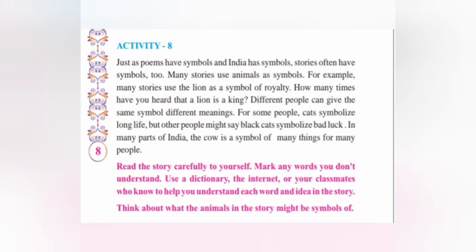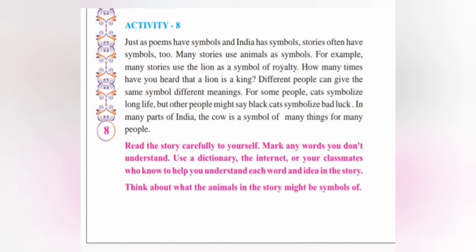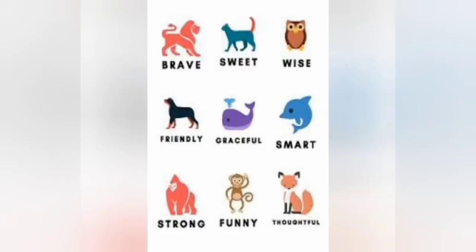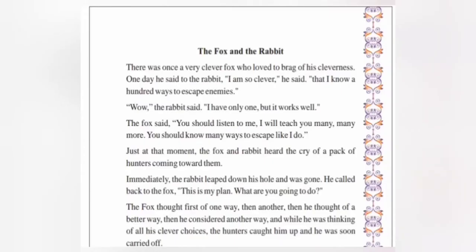Many stories use animals as symbols. For example, many stories use the lion as a symbol of royalty. When a black cat crosses the way, some people change their direction saying it is bad luck. In India, for many people, a cow represents motherhood, while for farmers, it is a symbol of prosperity. Now look at this picture. Each animal represents some meaning. Now let's move on to the next activity.